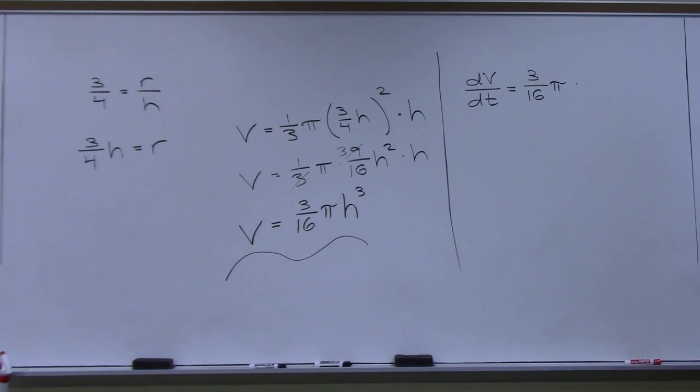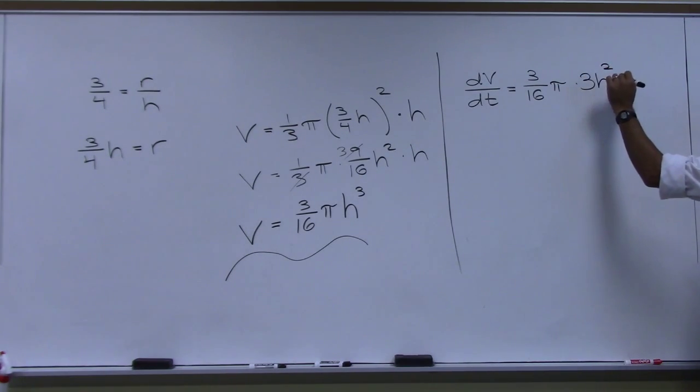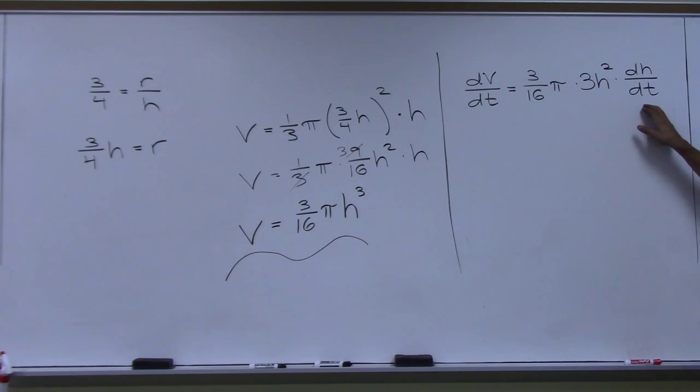Times the derivative of h cubed: 3h squared times dh dt. That's right, but we know dh dt, and we know h at the moment in time, don't we? And so we're there.